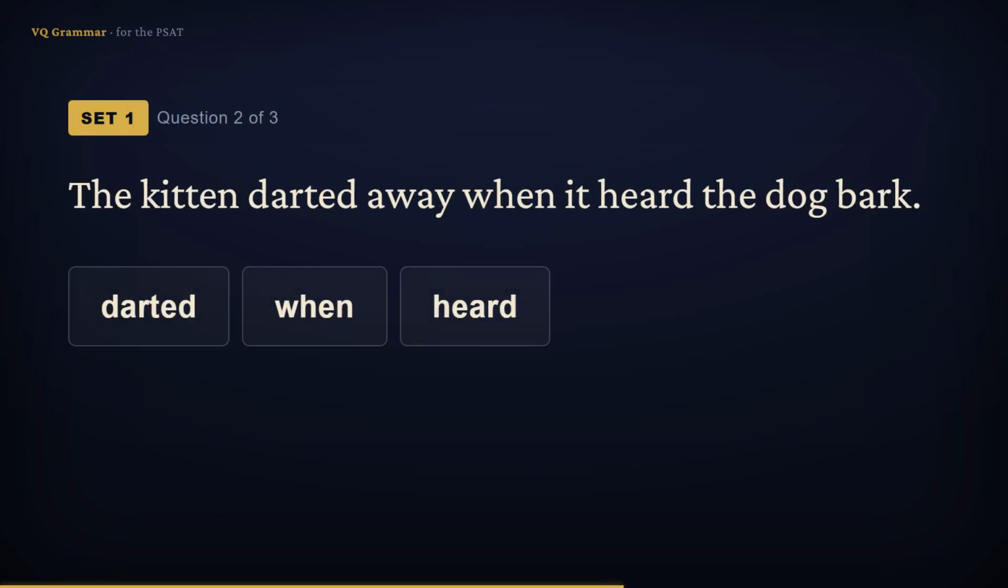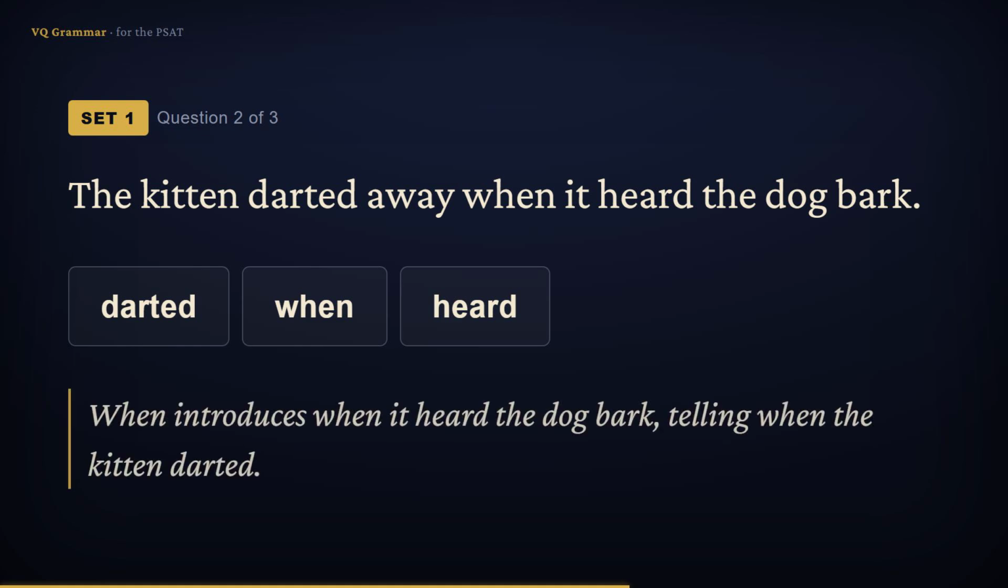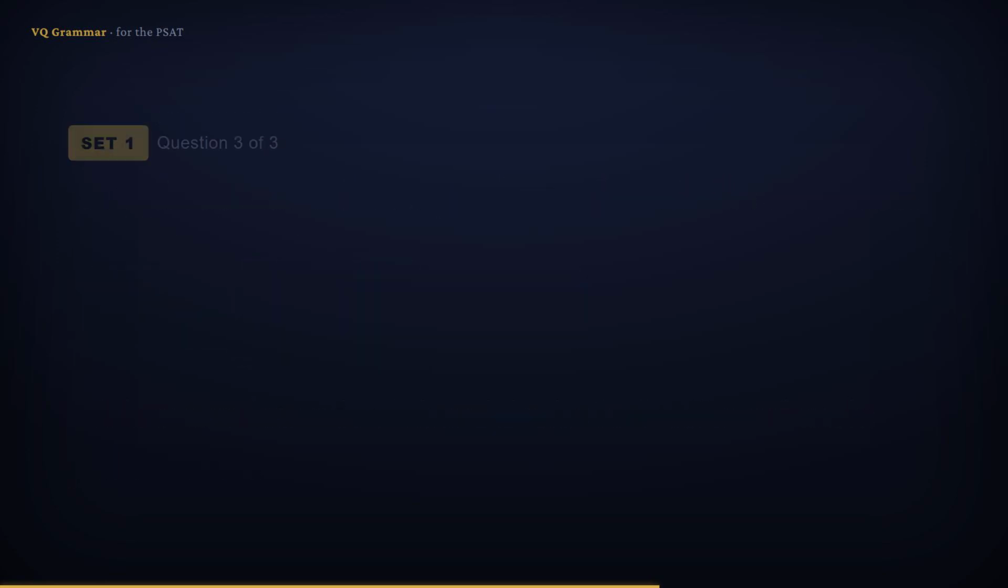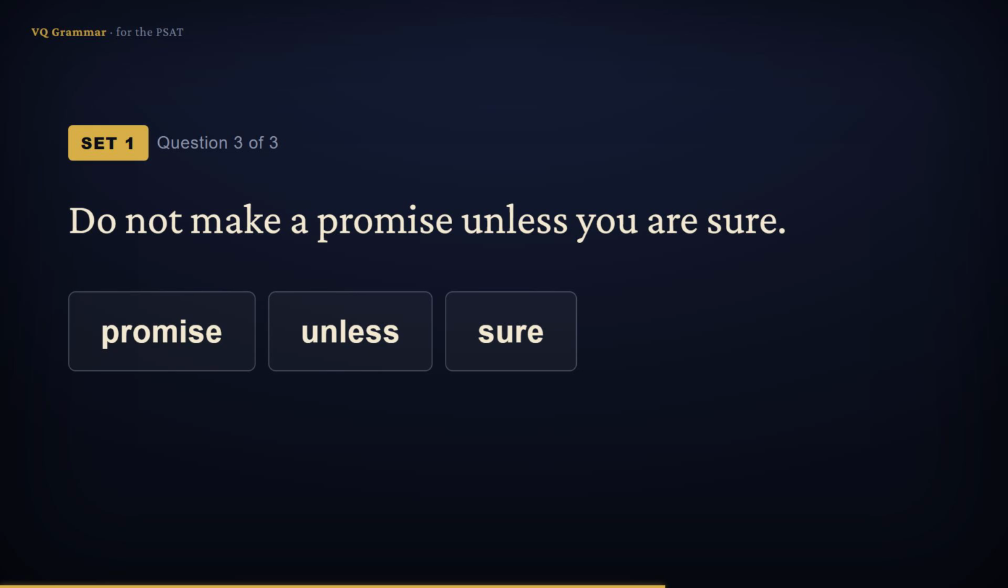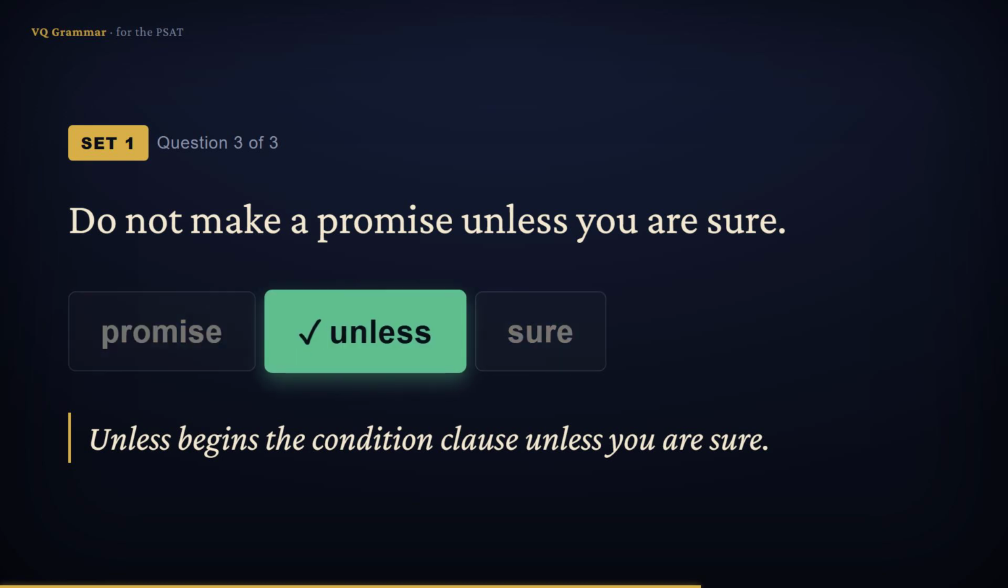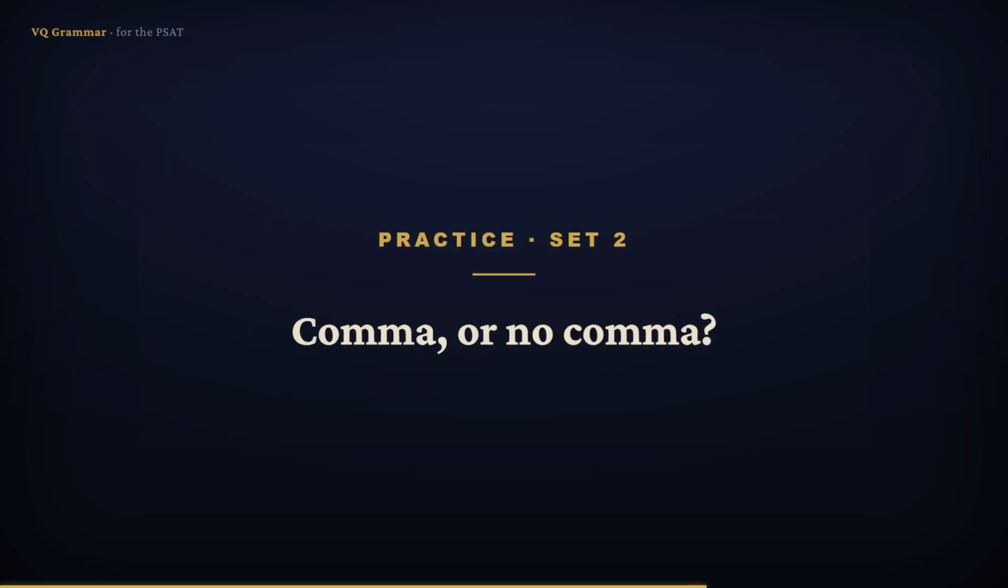The kitten darted away when it heard the dog bark. The clause when it heard the dog bark tells us when the kitten darted, and it opens with the signal word when. So the answer is when. Do not make a promise unless you are sure. The clause unless you are sure sets a condition, and it begins with the signal word unless. That tells you under what condition. So the answer is unless.